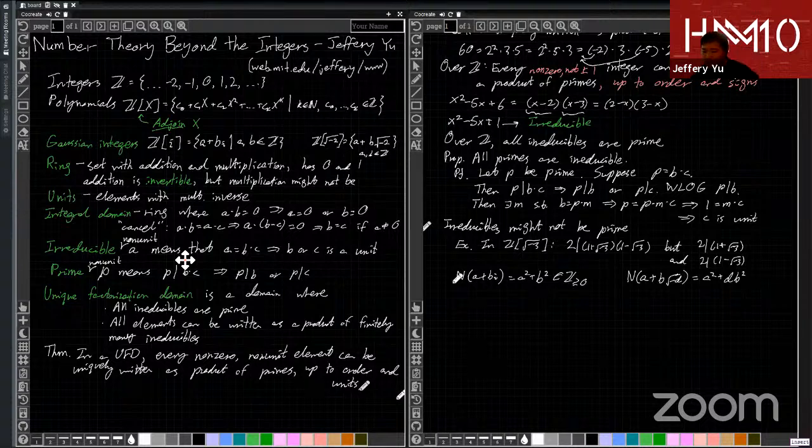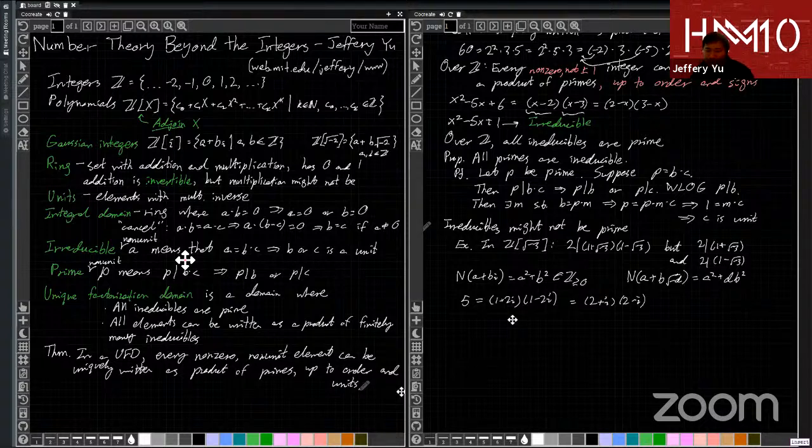That lets us avoid silly things like saying 5 is (1 plus 2i) times (1 minus 2i), but you could also write it as (2 plus i) times (2 minus i). They look different, but they're actually related by factors of i. If you take 1 minus 2i and multiply by i, you get 2 plus i, and vice versa for the others. So we consider those actually the same factorization.